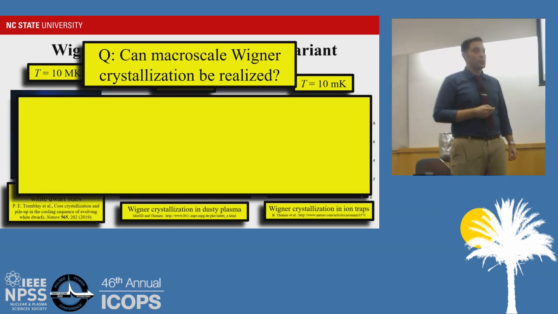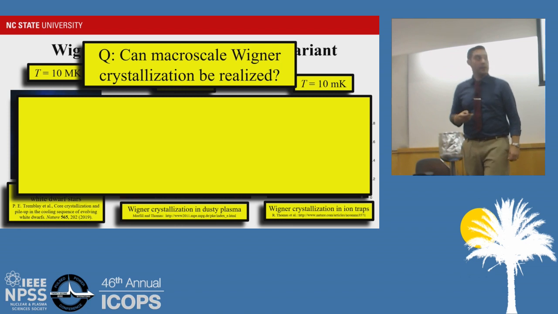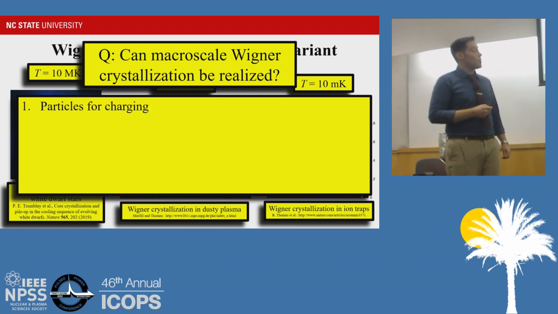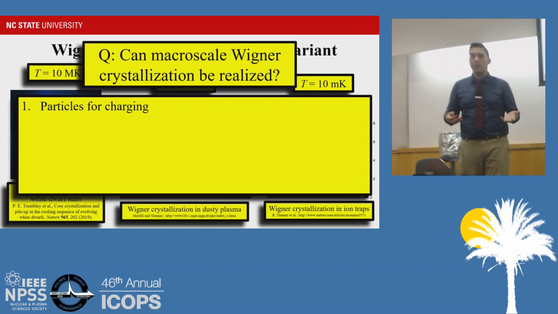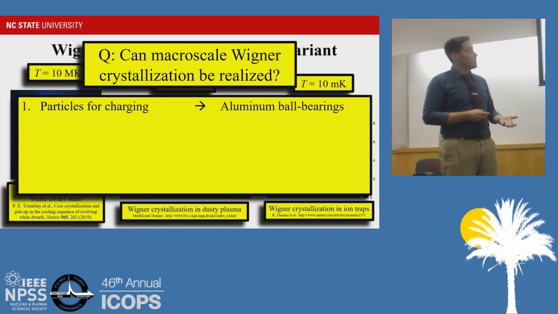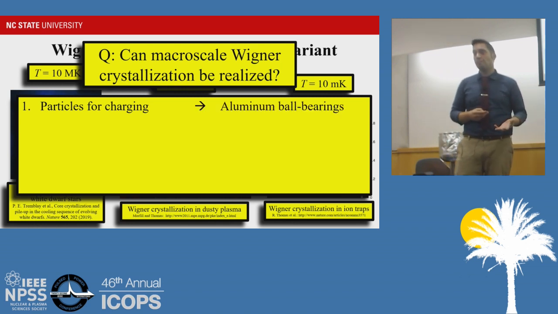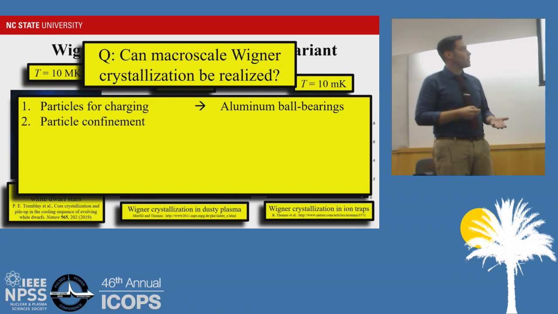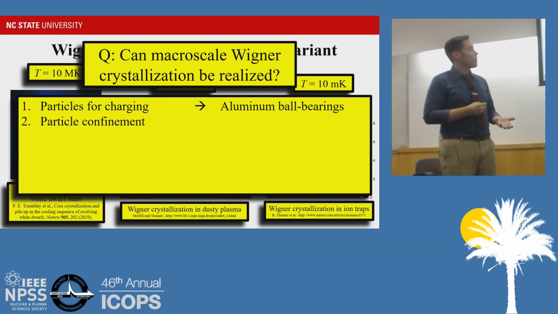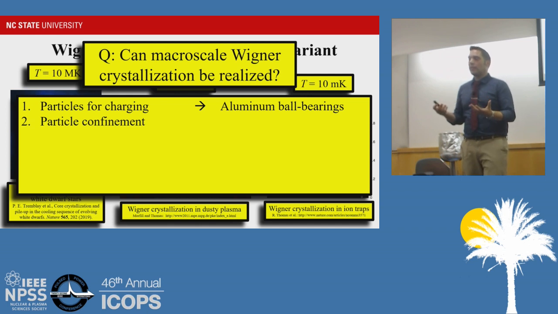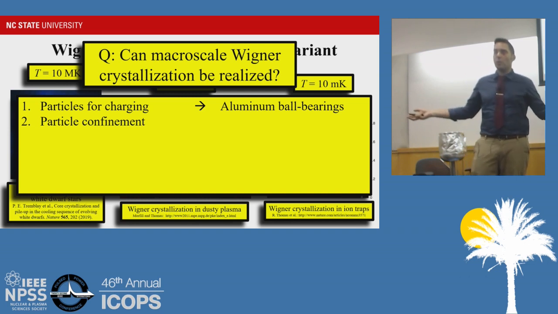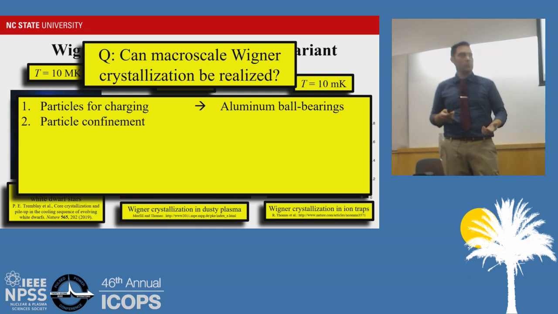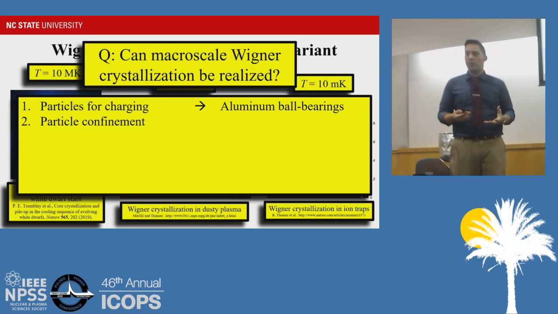And in order to pursue this question, I came up with a few parameters that you need. One, you need to have particles, of course. You need to have some kind of particle in here that you can charge up. So the particles I selected were aluminum ball bearings. So these are spheres that are conducting. And particle confinement. So you need to contain this plasma. If you have particles that are all charged up, what will happen? If you don't have anything confining them, they'll just completely explode apart. That's actually what's known as a Coulomb explosion. So you need to have some kind of confinement to keep it together.